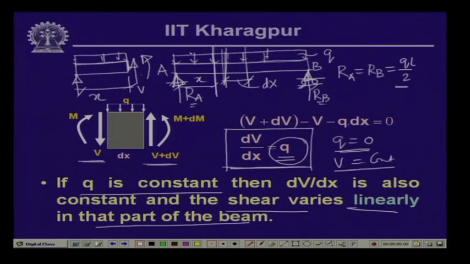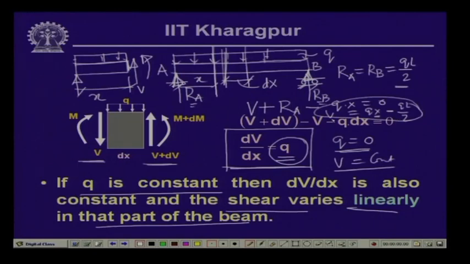Since we are talking about shear force V, if we take the vertical equilibrium, V plus R A minus Q times x is equal to 0. So, this gives us V equals Q x minus R A, that is Q x minus Q L by 2. The variation of V, as you can see, is a function of x, and x is linearly varying in this particular equation.